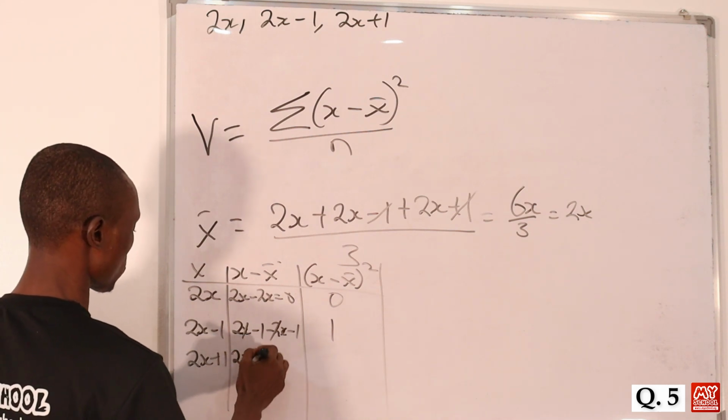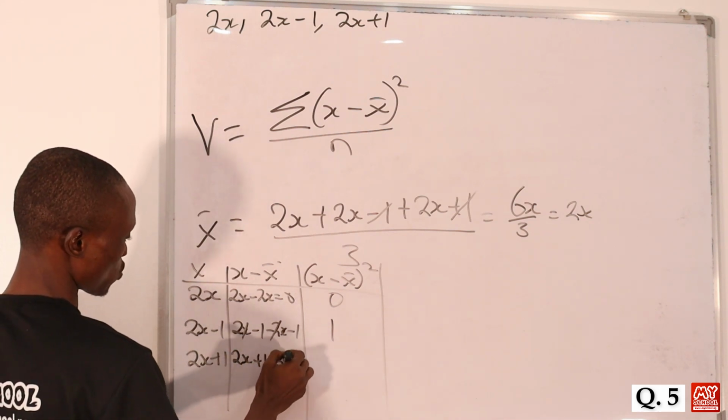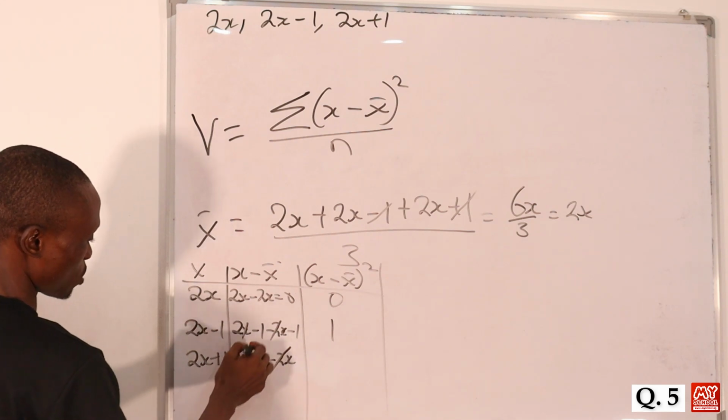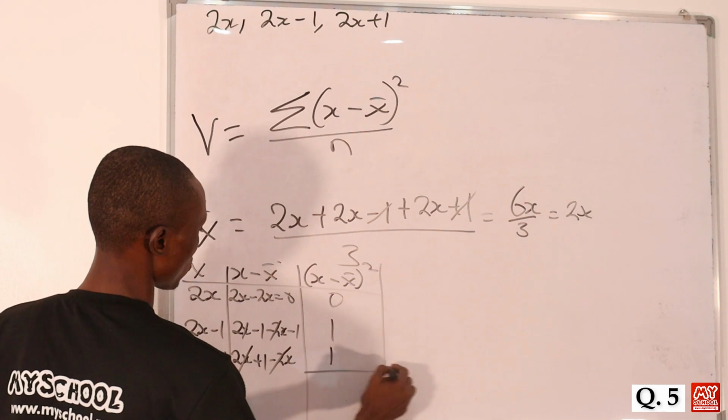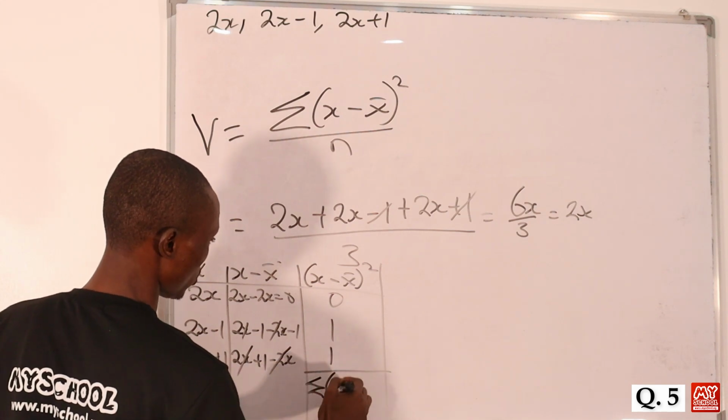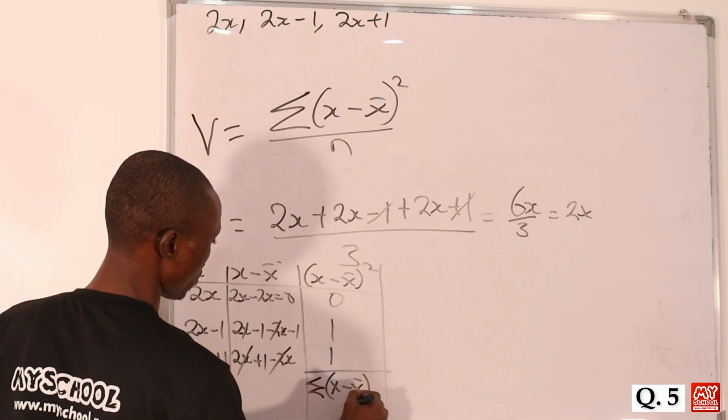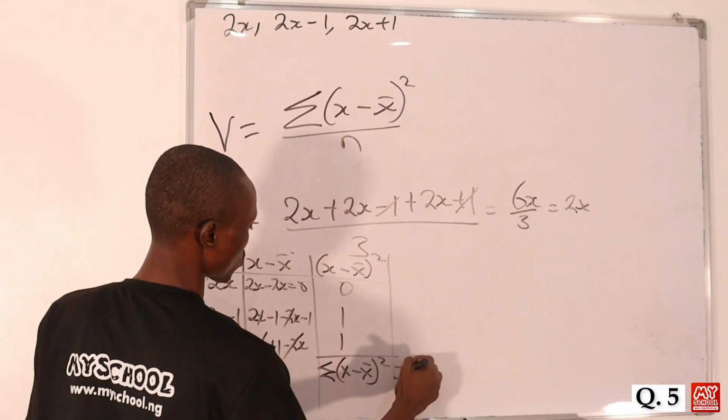Then 2x plus 1 minus 2x. So minus 2x we take out plus 2x, so that here we'll be having 1. 1 squared is 1. So if we add this together, which is the summation of x minus s bar in bracket squared, that will be equal to 2.